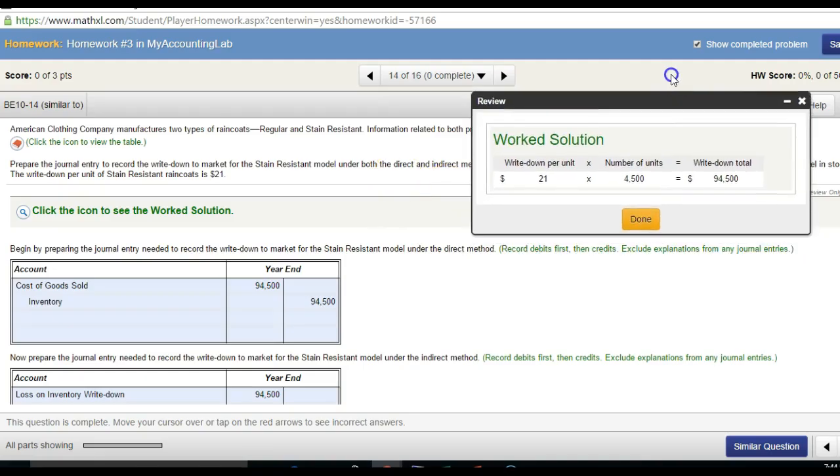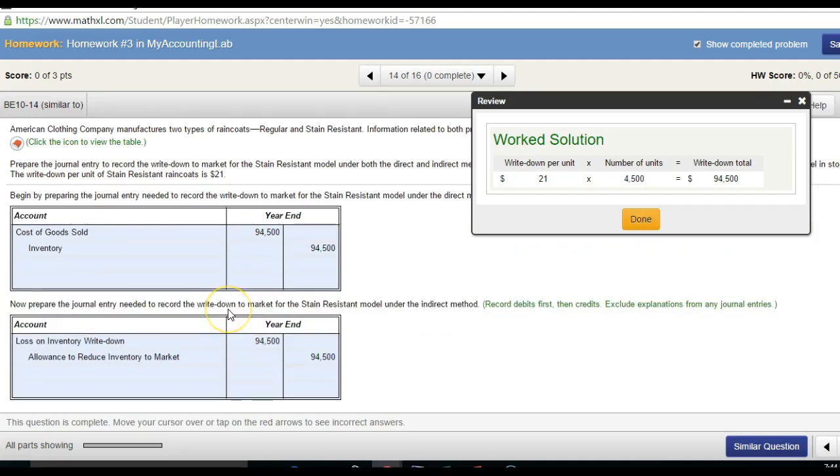But the accounting journal entries for the direct method and indirect method are slightly different. Under the direct method, simply debit cost of goods sold and credit inventory. Simple enough. On the indirect method, we create an allowance to reduce inventory to market, and we debit loss on inventory write-down. This loss on inventory write-down is your expense in the cost of goods section of your income statement. The allowance to reduce inventory is netted against your inventory on your balance sheet to get a net carrying value or net realizable value on your inventory. So you end up with the same results as the cost of goods sold and inventory method.